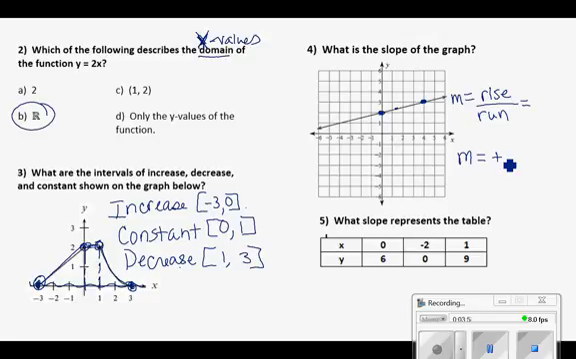So let's do the rise. We're going to go up 1. And the run, 1, 2, 3, 4. So our slope is m equals positive 1/4.